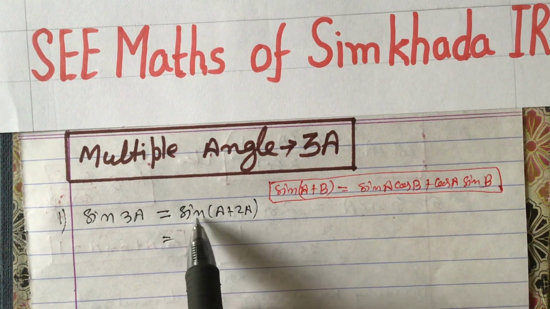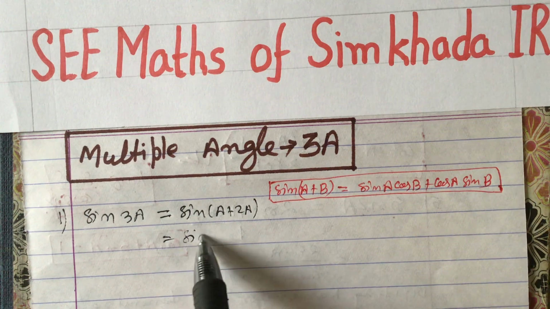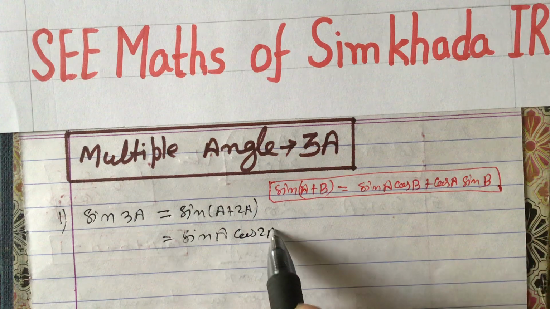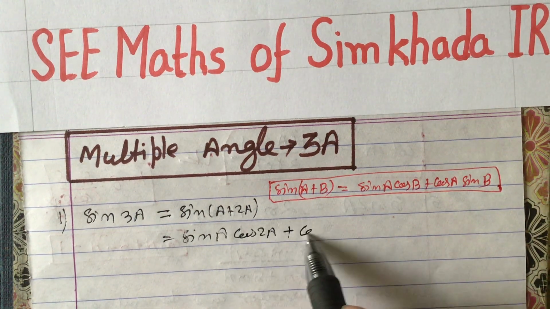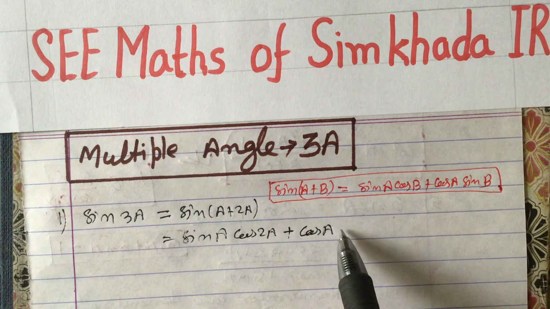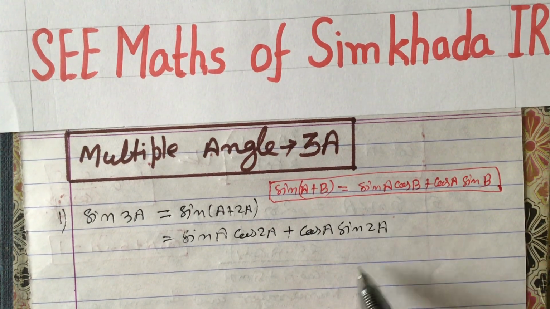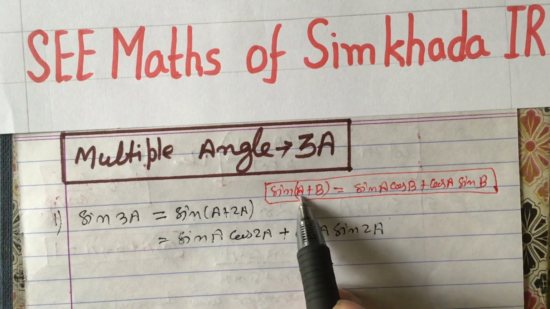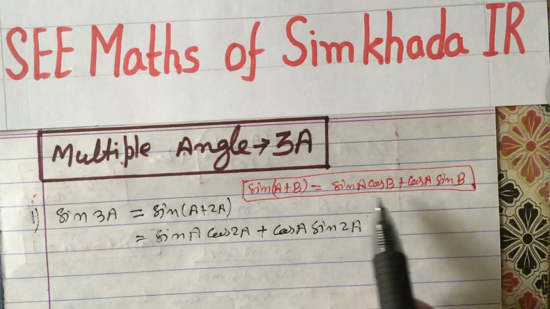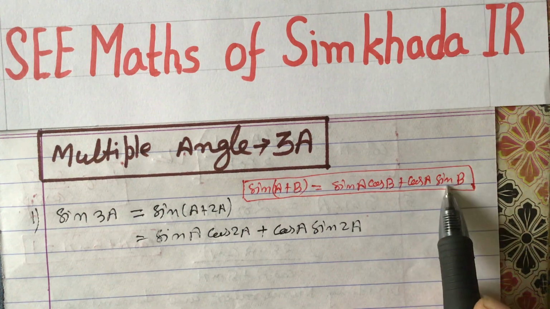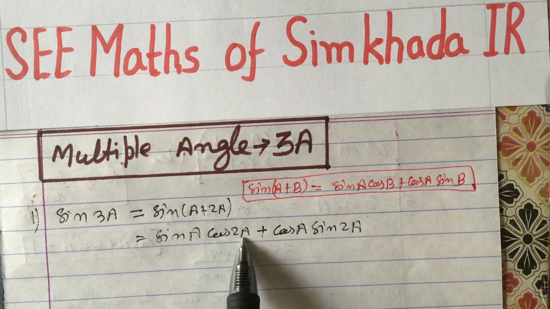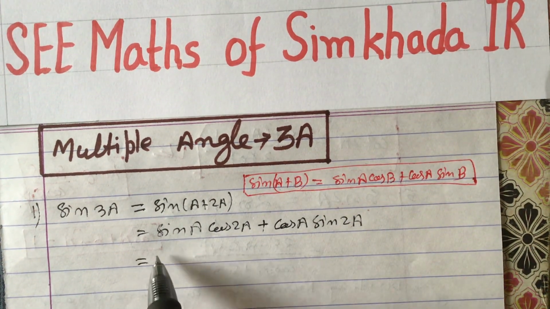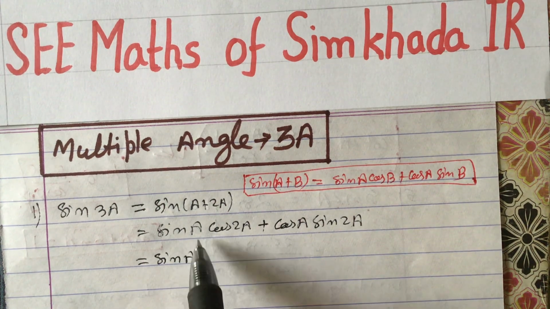If you replace, you will get sin 3A equals sin A as it is, now cos B, B means here 2A, plus cos A as it is, now sin B, B means here 2A. So look here, in place of B we have got 2A, and in place of A we have got A itself. So we got sin A cos B plus cos A sin B. Now this sin A we can write as it is.